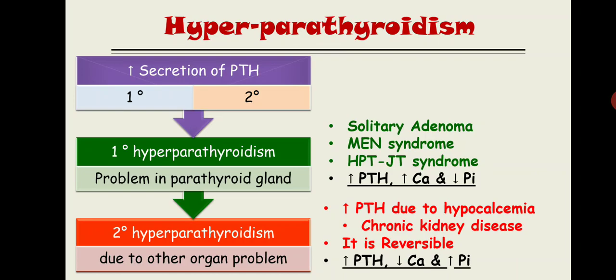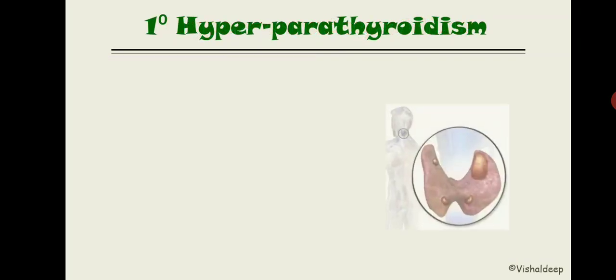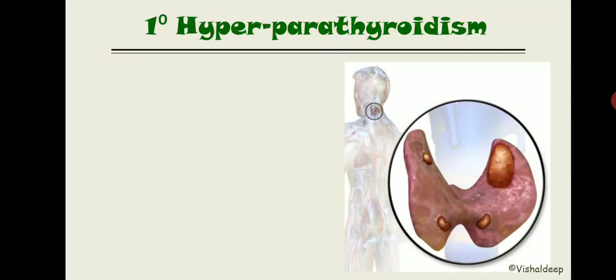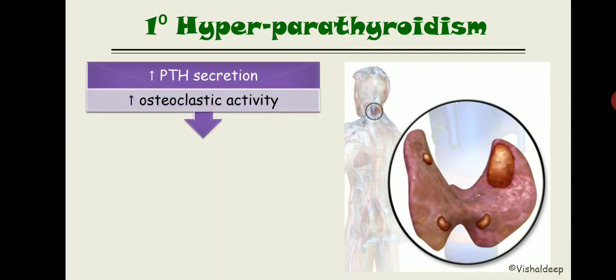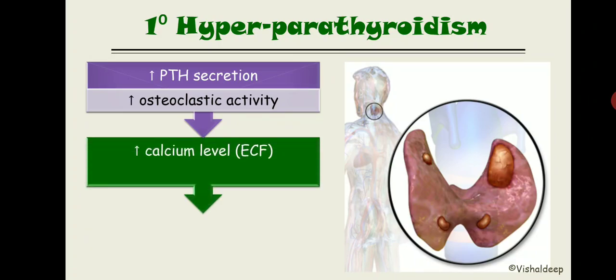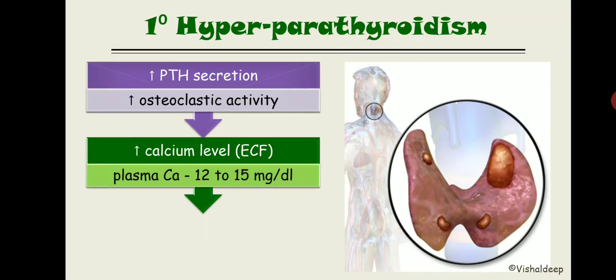Now let's discuss primary hyperparathyroidism. In primary there is increased parathyroid hormone secretion, and the first thing this hormone does is increase the osteoclastic activity. Once there is increased osteoclastic activity, osteoclasts will resorb the bone in a higher amount. It leads to more release of calcium into the circulation, and eventually to an increased calcium level. That calcium level may reach 12 to 15 milligram per deciliter.